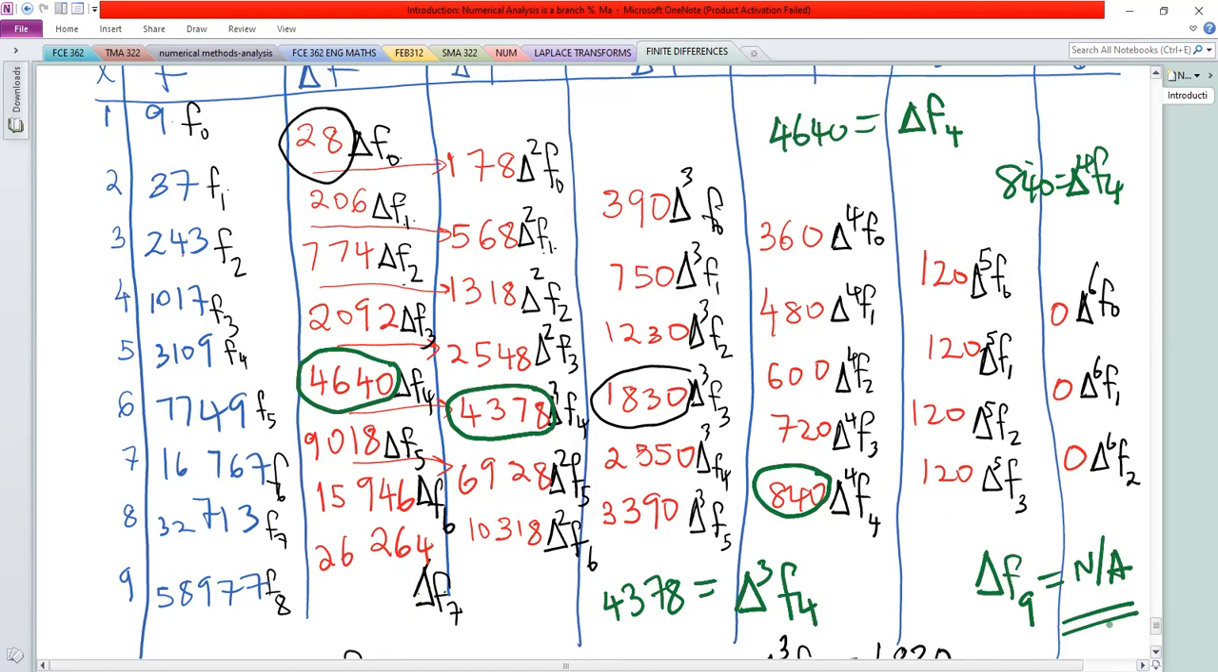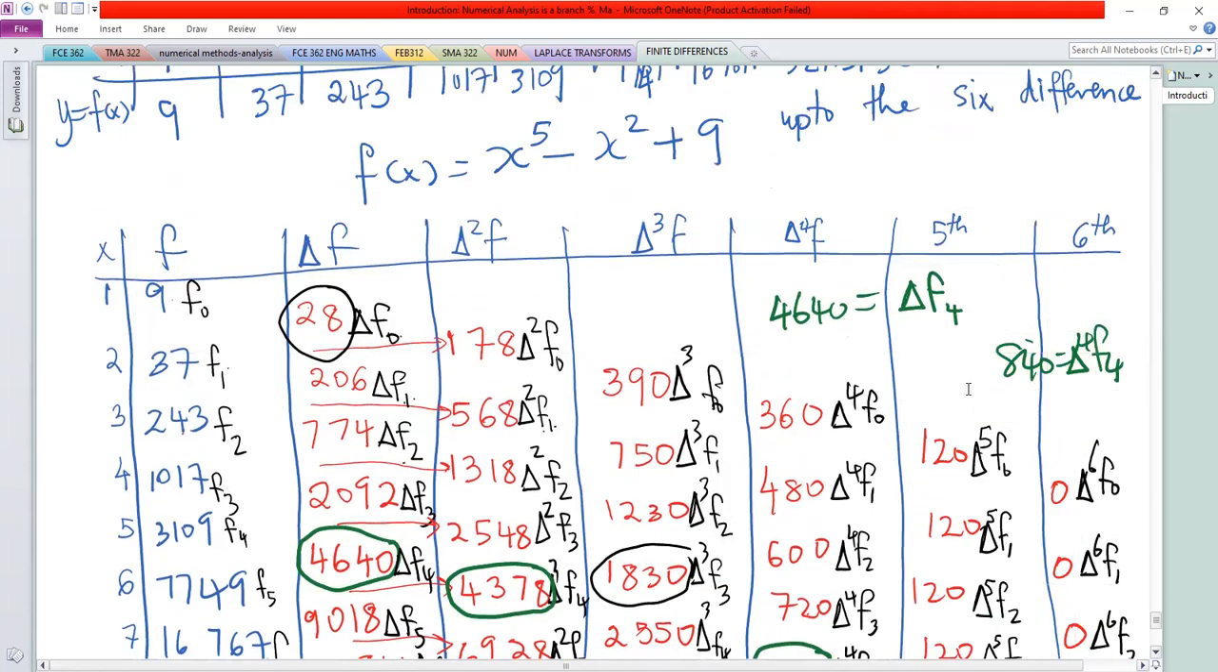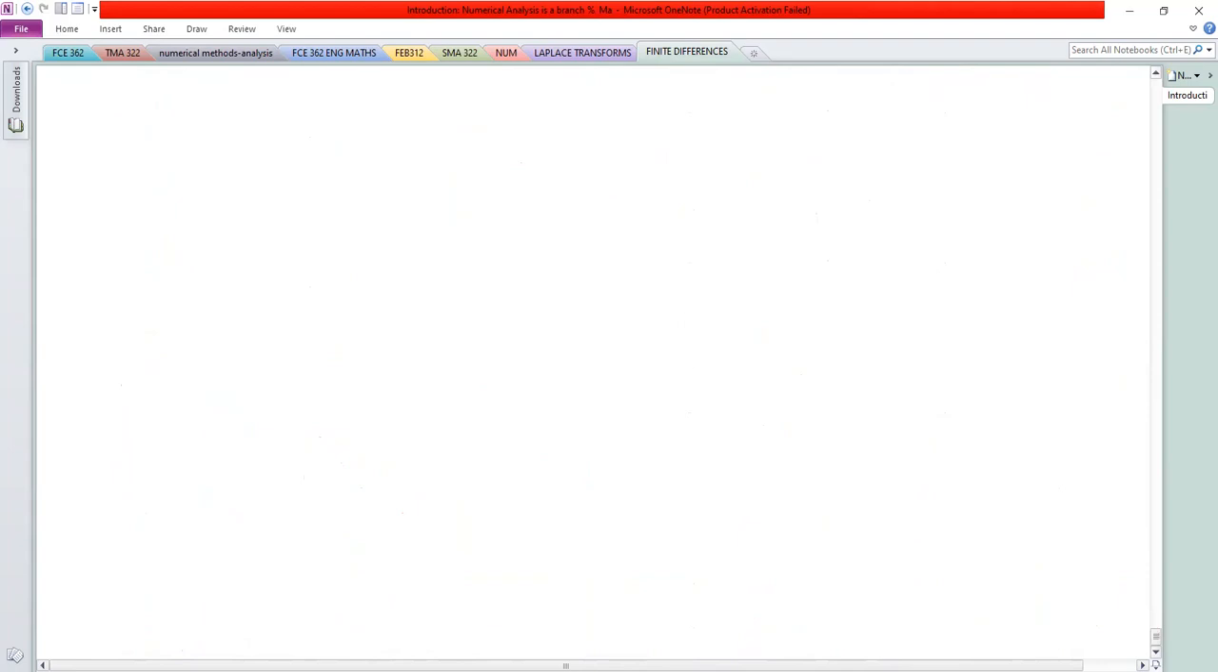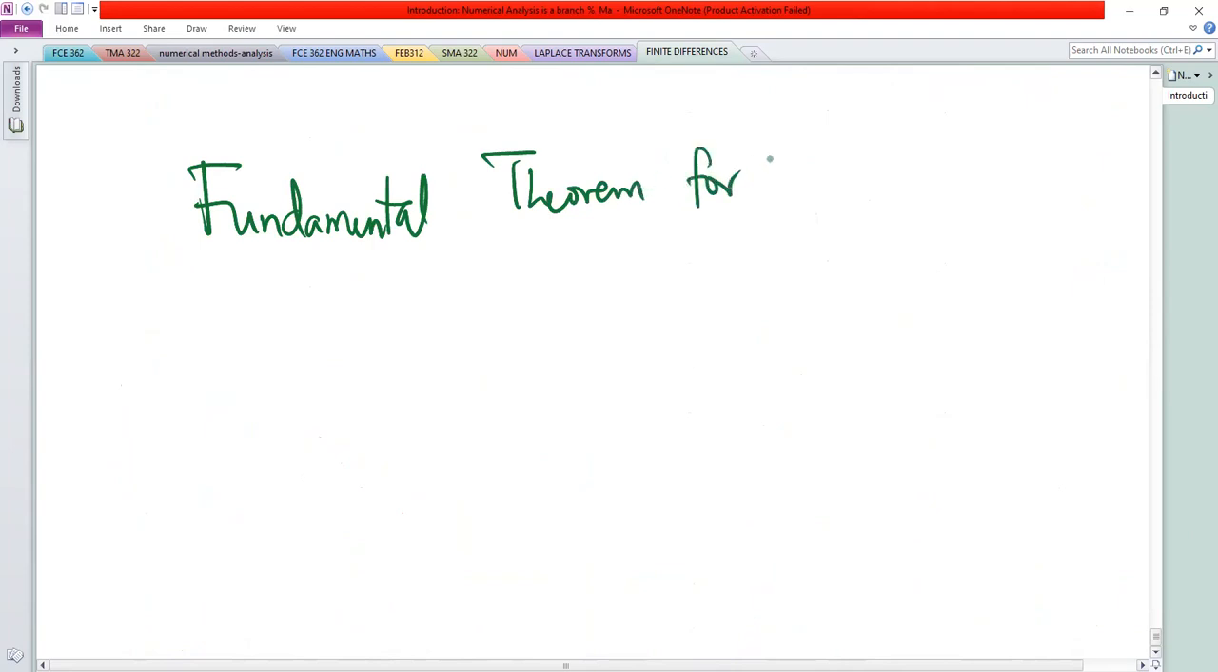So that is how we read those values from the table and how we draw the difference table. And remember, I said these values were obtained from a polynomial of degree 5, which was x power 5 minus x squared plus 9. And we have seen that the fifth differences are always having the same value of 120, 120, 120. And that is a trend in general for all the difference tables obtained from polynomial functions. So the fundamental theorem for finite differences.